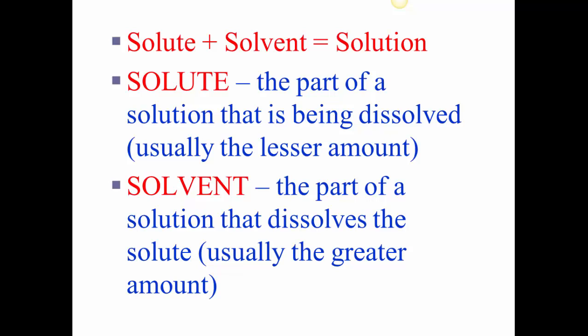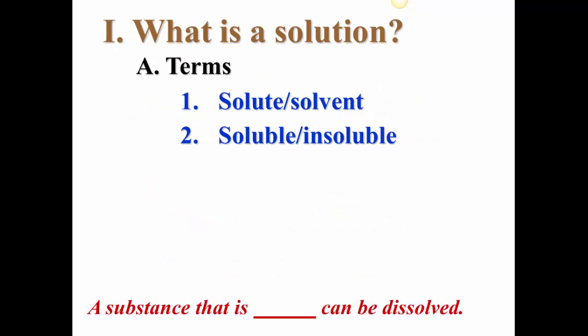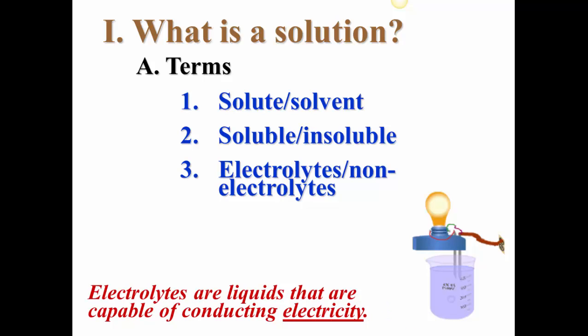The solute is the part of the solution that is being dissolved, usually the lesser amount. The solvent is the part that does the dissolving, and is usually the greater amount. Soluble and insoluble: a substance that is soluble can be dissolved. If it's insoluble, you cannot dissolve it. Electrolytes are liquids that are capable of conducting electricity.